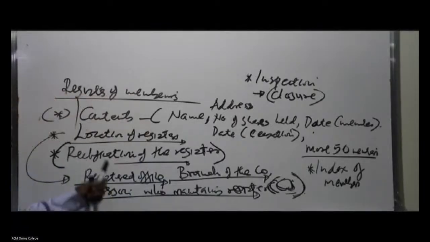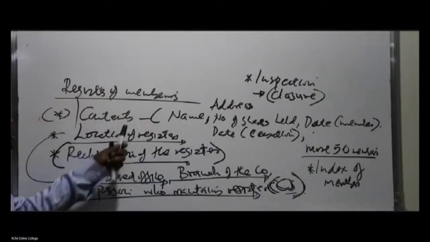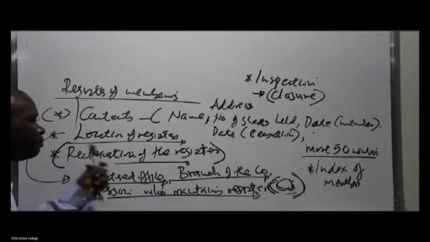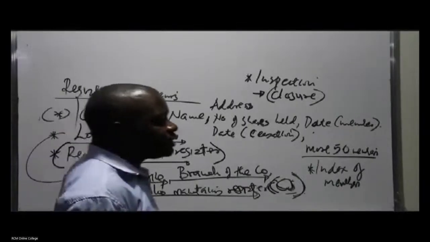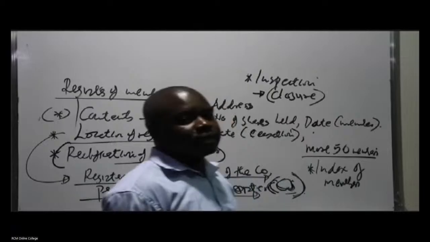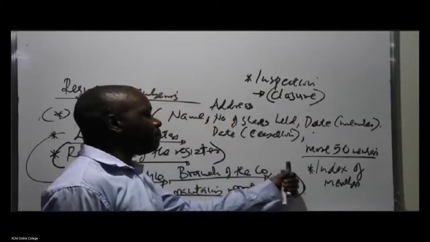So you can talk about the contents as per the Companies Act, including the location of the register, which is at the registered office, or at the office of the person who maintains that register. Then we talk about the index: if the company has more than 50 members, it will be required to maintain an index of members.